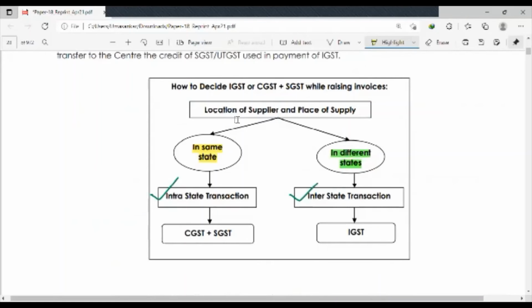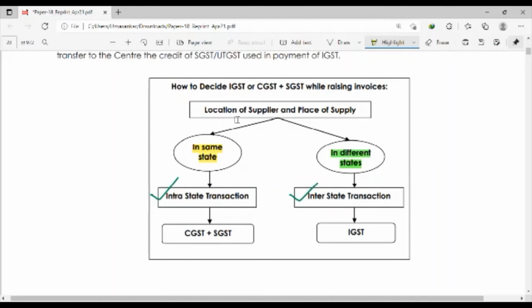This is the major issue. So for deciding this, we need to consider 2 points. First is the location of the supplier, and second is the place of supply. Location of supplier means the seller, where he is registered. For the place of supply, we'll discuss it in a different chapter. For the time being, we need to consider these 2 points. If these 2 points are in the same state, we'll consider it an intrastate transaction and CGST and SGST will be applicable. If these two are in different states or different union territories, or one state and one union territory, it will be called an interstate transaction and IGST will be levied.